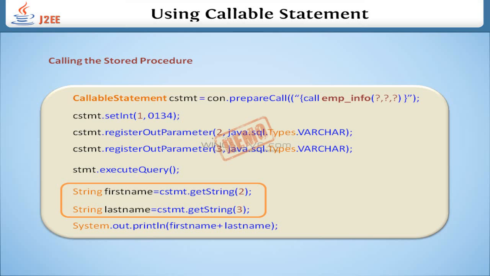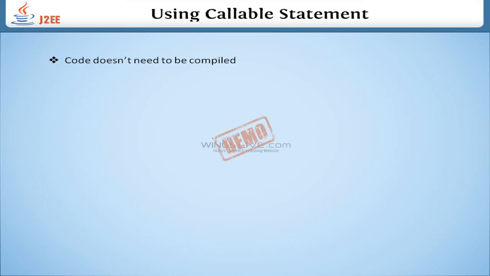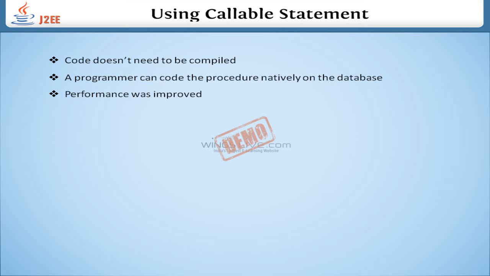While using the callable statement, the code doesn't need to be compiled. Also, a programmer can code the procedure natively on the database by taking advantage of database-specific APIs, and compile the procedure that makes it ready for use. So the performance has been improved here.